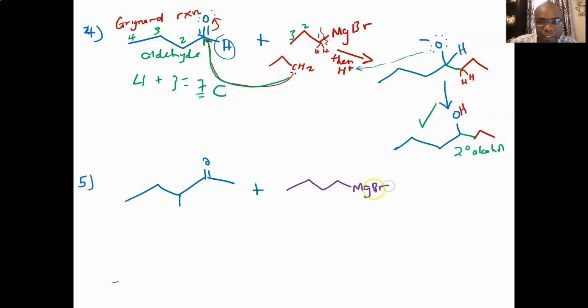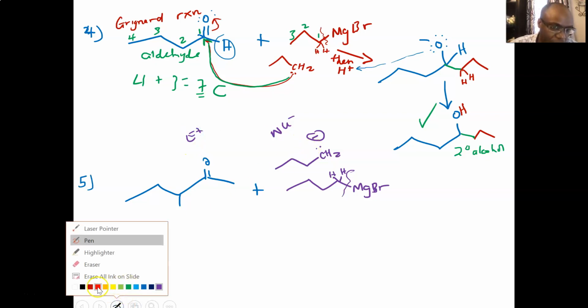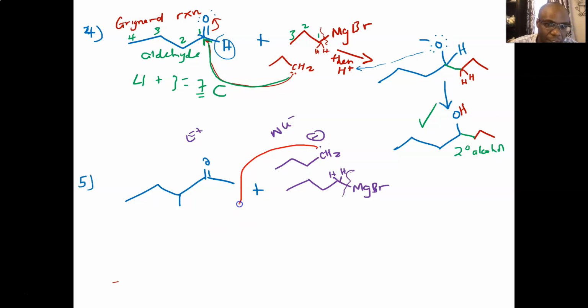MgBr. Again, I told you, it could be MgBr, MgCl, MgI. I told you the best way to look at it is to take it as this carbon bonded to the metal being negatively charged. Because you're going to use it as a nucleophile, the carbonyl will play the role of an electrophile. So I'm going to use red to attack the carbonyl from the back. It takes what seems to be SN2 back attack.